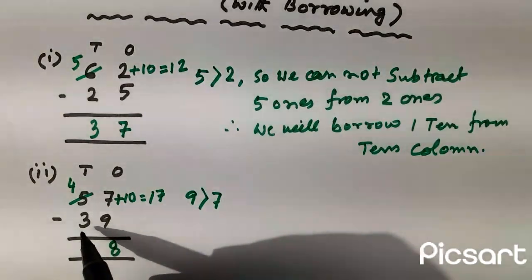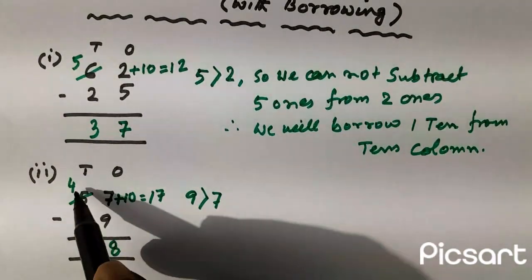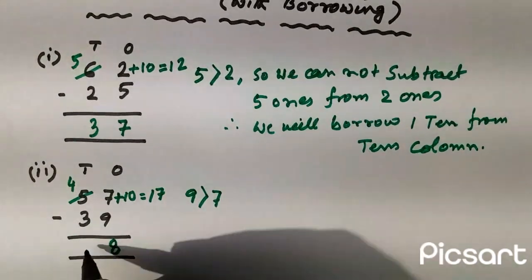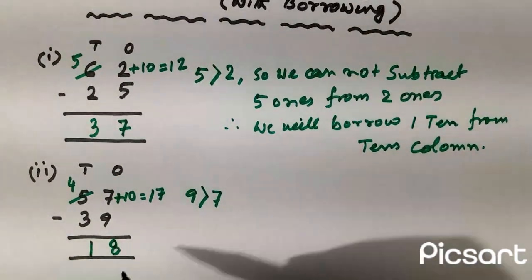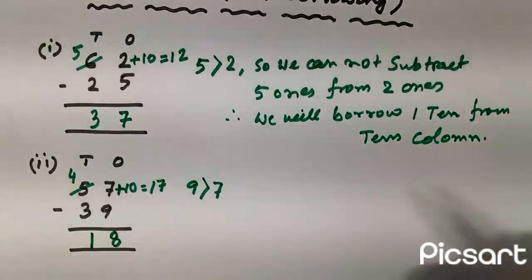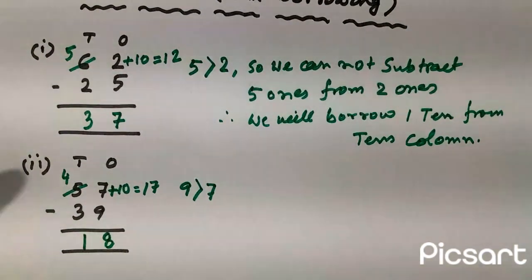Here we have to deduct 3 tens from 4 tens. So we will have 1 ten. So 18 will be the answer here. Students, I hope you have understood the concept.